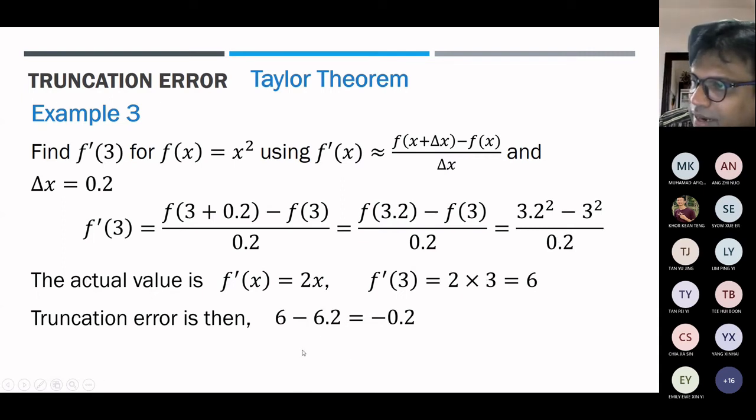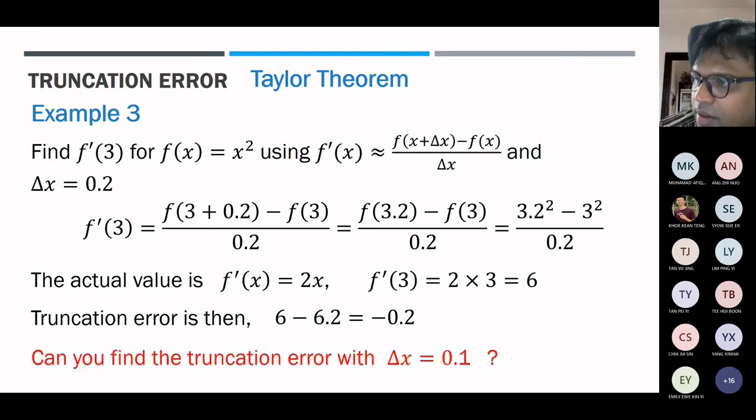So the truncation error will be: you take your exact value and subtract your approximation value. So you get minus 0.2. That is your approximation error, based on the result from the forward difference formula compared to the exact value. Now, can you find the truncation error?